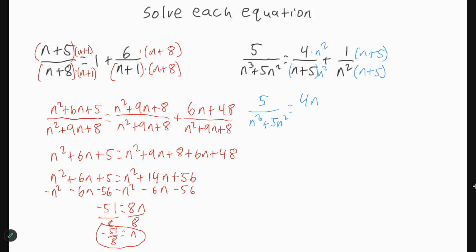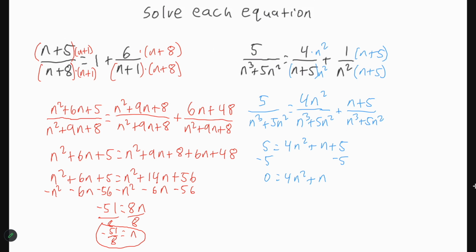We'll have 4n squared over n cubed plus 5n squared, and then n plus 5 over n cubed plus 5n squared. Again, denominators all go away, so 5 is equal to 4n squared plus n plus 5. So we can subtract 5 from both sides, and that'll give us 0 equals 4n squared plus n.